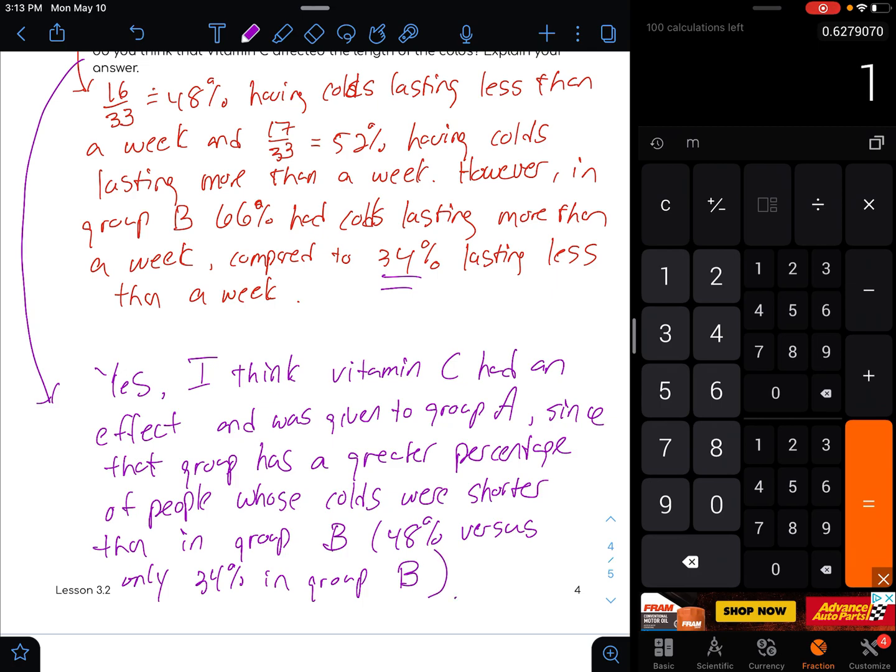We don't know for sure. We might have to analyze that a little bit more, but it seems like there is a difference between the two. And if there is a difference between the two, it seems like the factor for the vitamin C, if our theory is vitamin C shortens colds, it seems like that was true in group A.